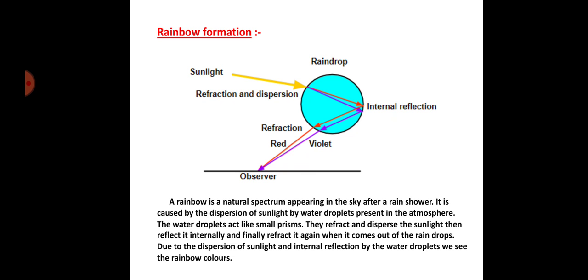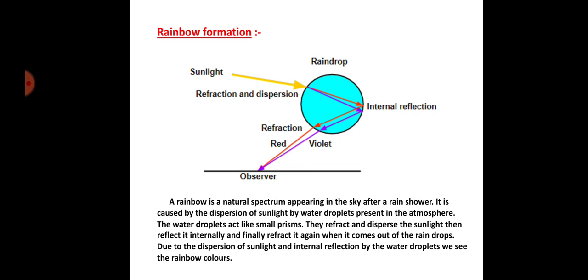So see here, a rainbow is a natural spectrum appearing in the sky after a rain shower. It is caused by dispersion of sunlight by water droplets present in the atmosphere. So the dispersion is taking place with the help of raindrops. The raindrop is acting like a prism. The water drops act like small prisms. They refract and disperse the sunlight, then reflect it internally and finally refract it again when it comes out of the raindrops. Due to the dispersion of sunlight and internal reflection by the water droplets, we see the rainbow colors.